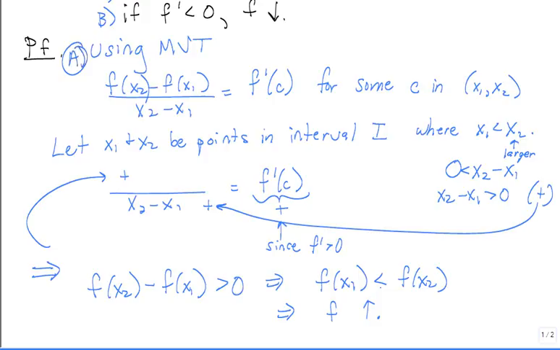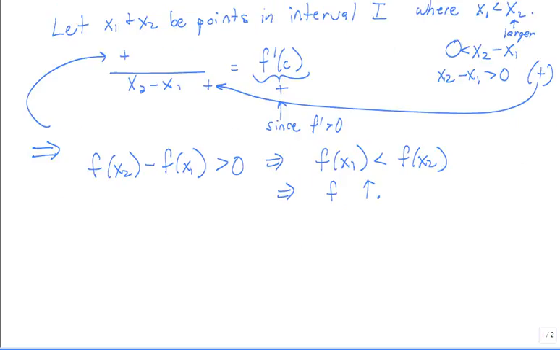So for a fraction to be positive, both the numerator and denominator either have to both be positive or both be negative. And so that's one use of the mean value theorem. That's why we talked about the mean value theorem earlier in the last section.